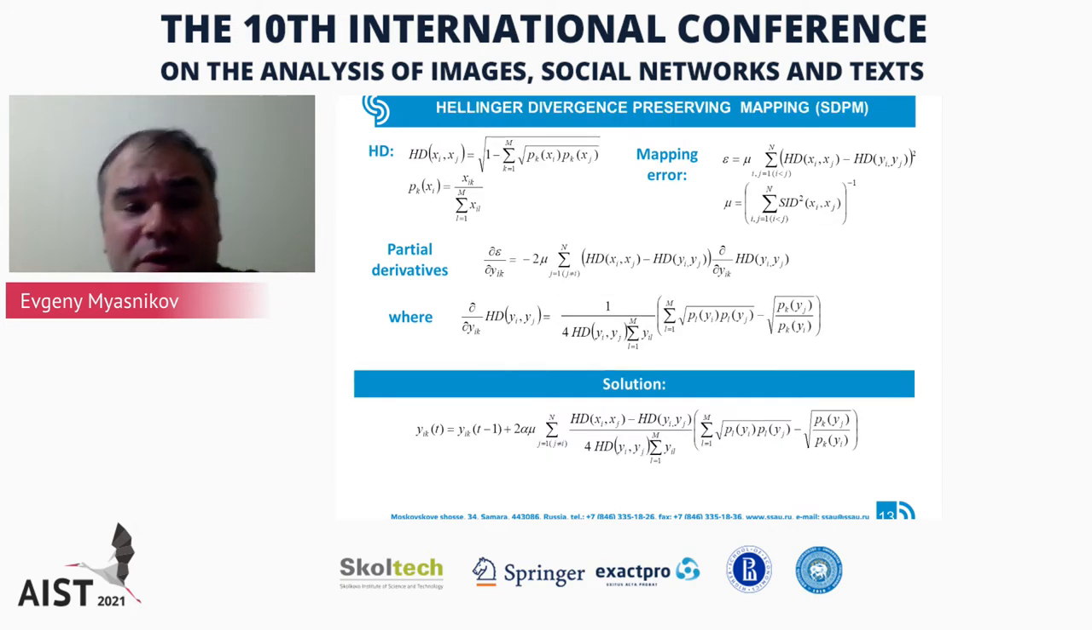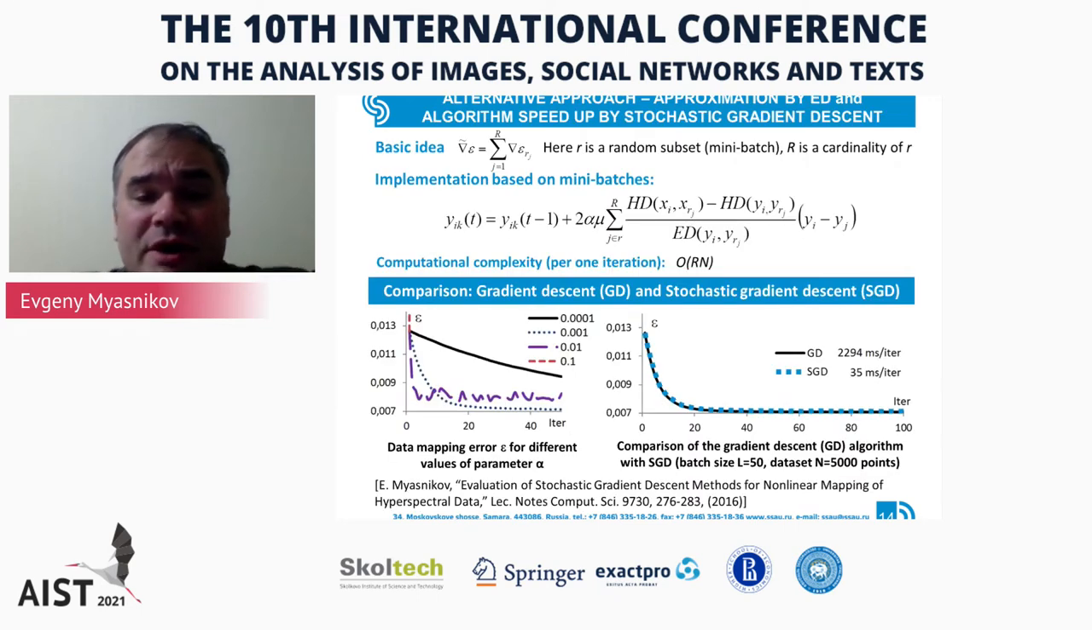And in this paper, we do almost the same. We introduce the data mapping error, search for particular derivatives, and obtain the solution for the output coordinates in the reduced space for Hellinger divergence preserving mapping. Unfortunately, pure gradient descent works very slow. We know it from, for example, neural networks. So here we apply stochastic gradient descent to reduce the computational time and computational complexity of the algorithm.